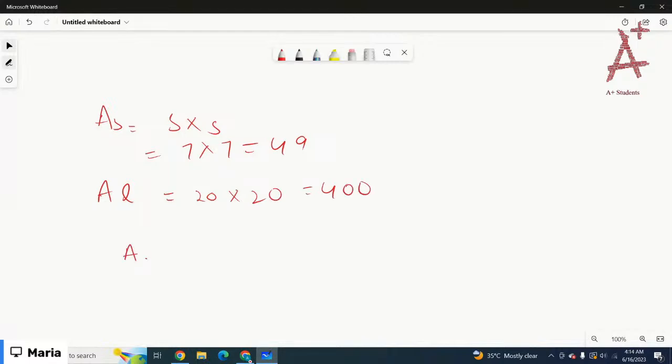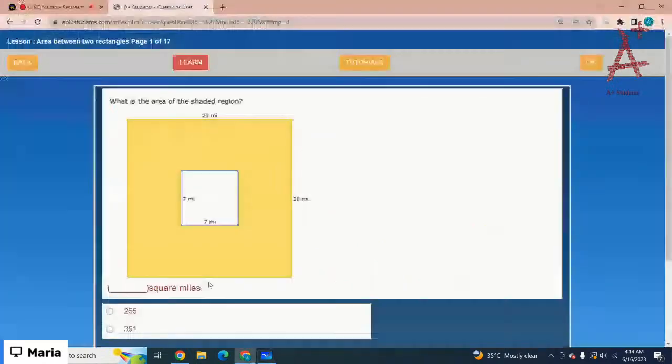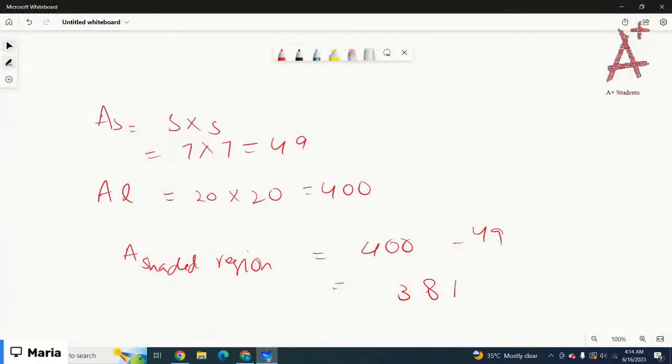So now you have to calculate the area of the shaded region. To calculate the area of the shaded region, you have to subtract the area of the larger square minus the smaller square. Got it? The area of the shaded region is 351.